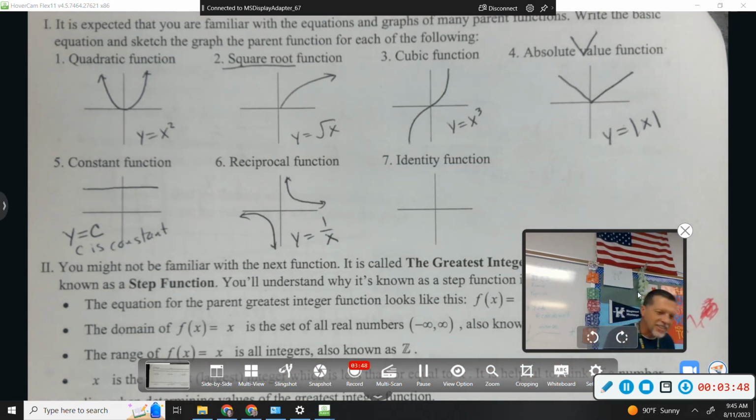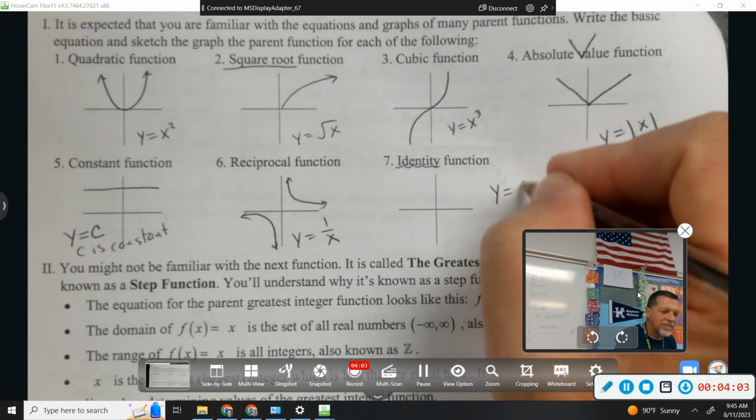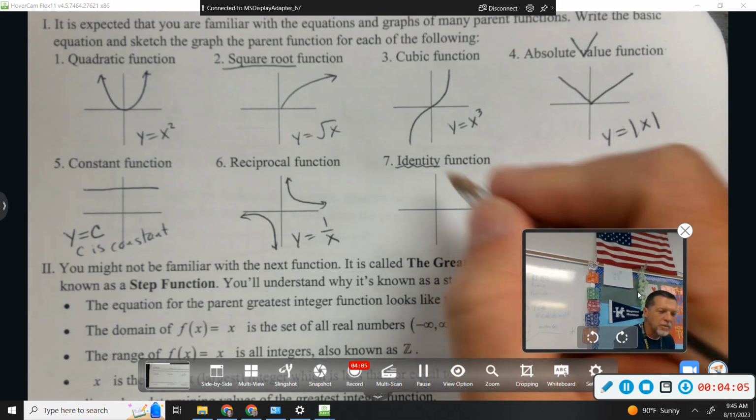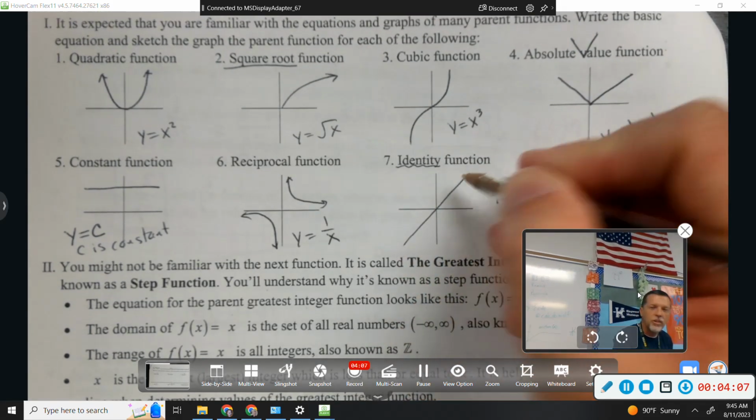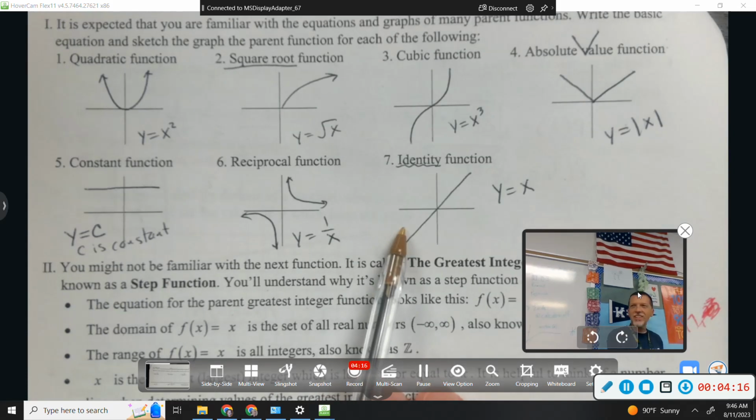Identity function, that's kind of a funny name. Do you know what that means? Identity means it's identical. What you get out is identical to what you put in. So if you put in 1, you get out 1. If you put in 3, you get out 3. So y equals x. That's where the name comes from. And I think you know what y equals x looks like.